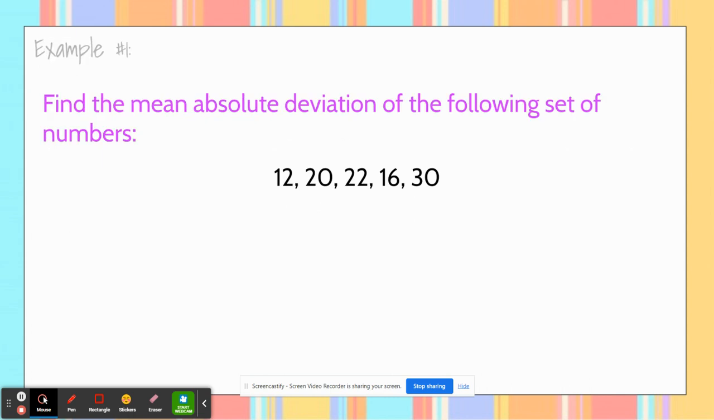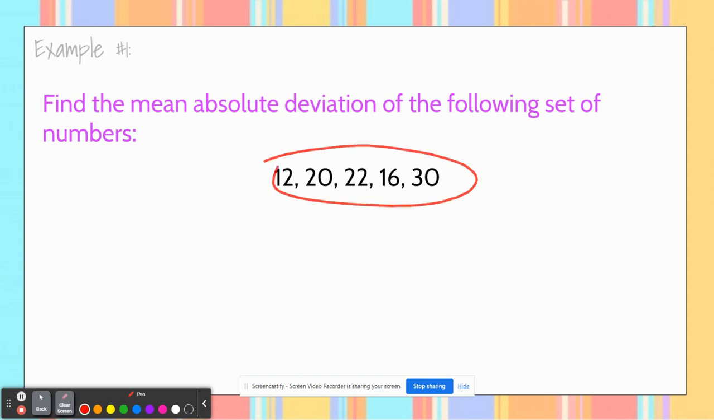So let's go ahead and try. Find the mean absolute deviation of the following set of numbers. So step 1 says we're going to add all of the numbers in our data set and divide by the number in our data set. So we're going to find the mean. Step 1, we're going to add all of these digits. So we add them up and we're going to get a total of 100.